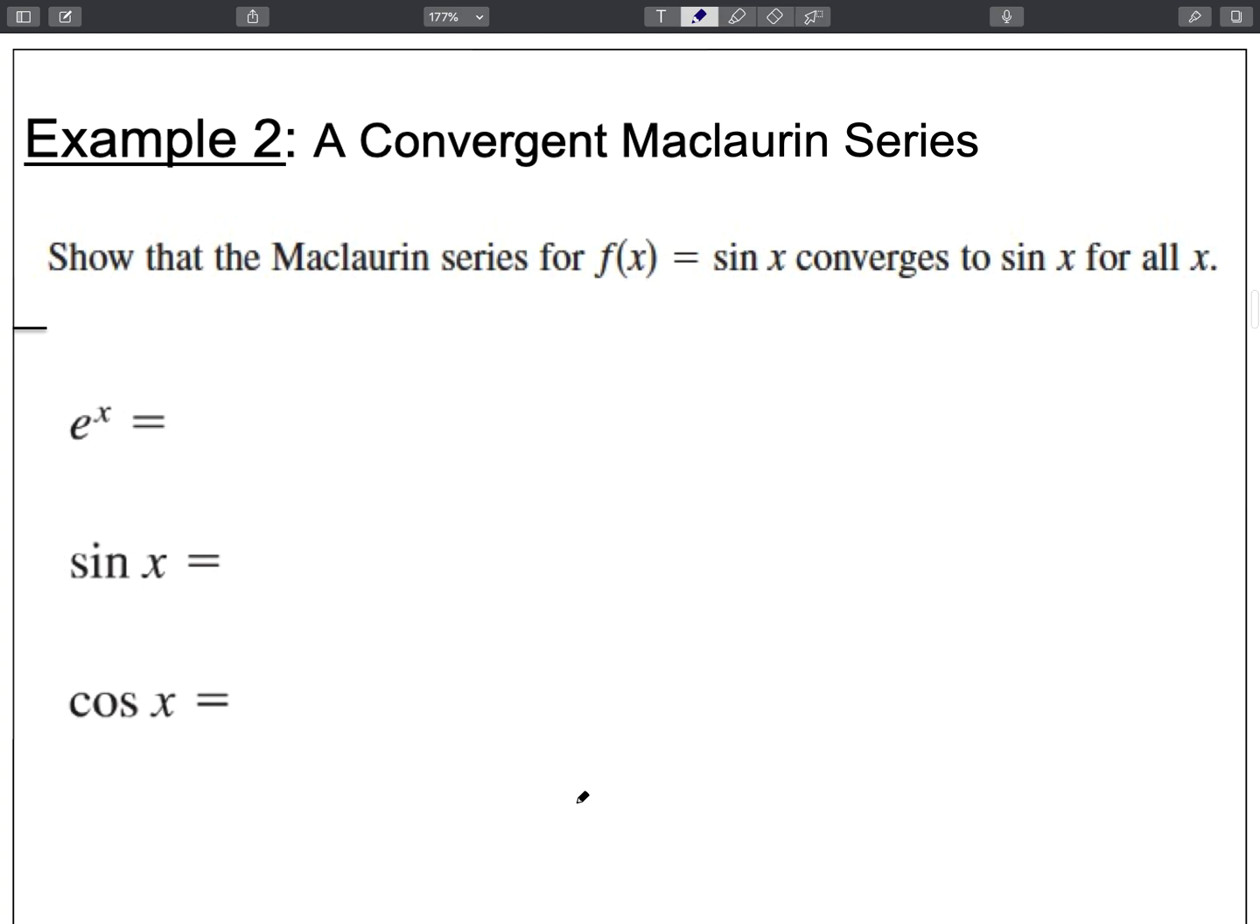Okay, so then in example 2, we're actually not going to do, it says show that the Maclaurin series for the function sine of x converges to sine of x for all values of x. So it's kind of like a proof. So again, I'm kind of sticking to the things that we absolutely need right now. So if you want, you can actually cross that off. But instead, don't just block out that space. I want to use that space for something else.